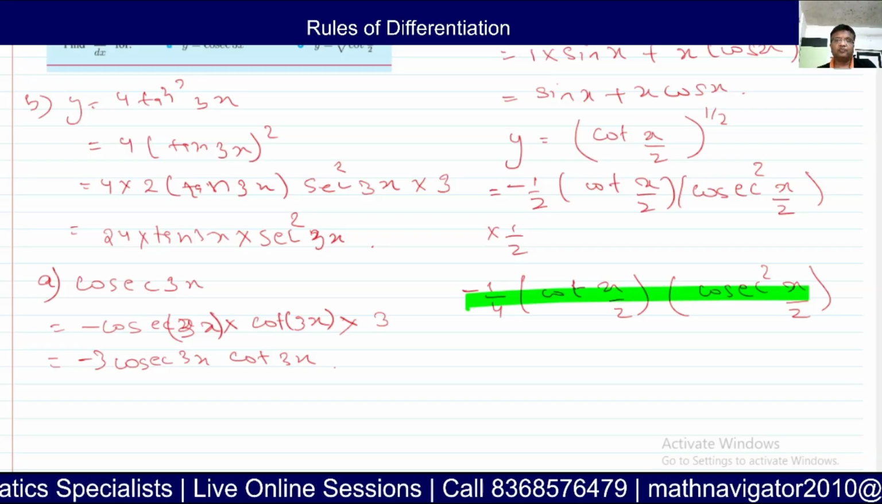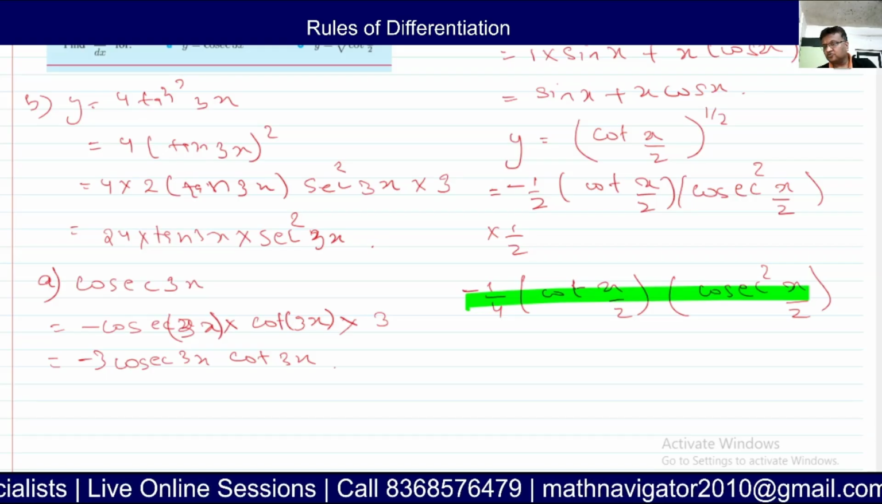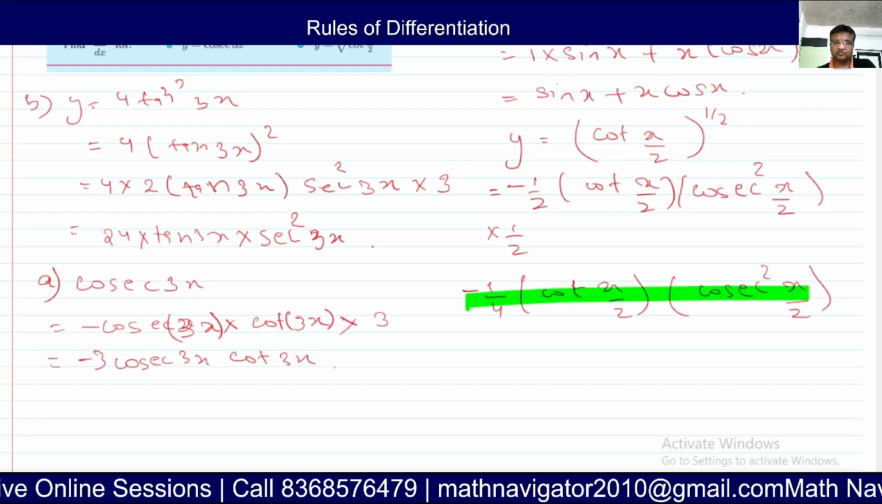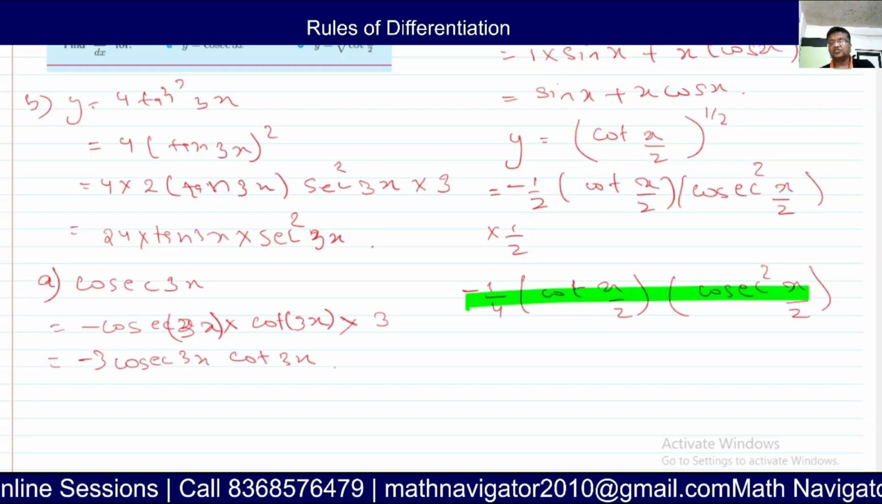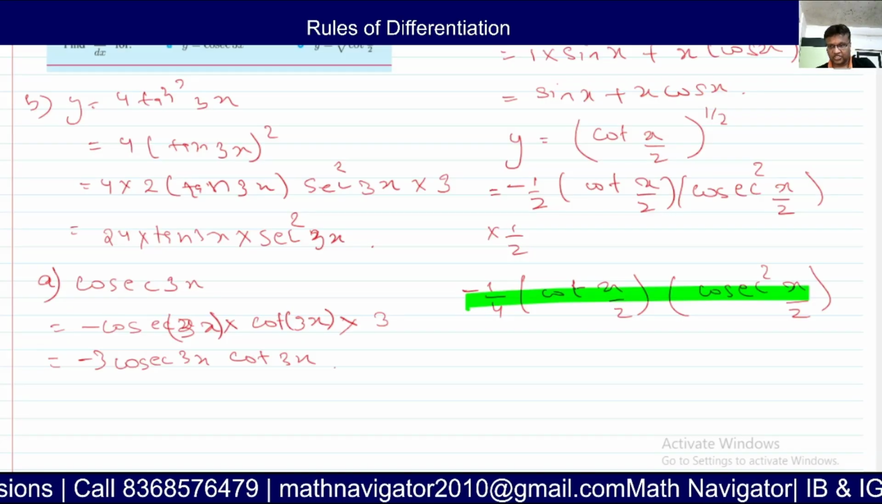So right. Next, the rest we'll do in our next video. We'll make one more video on differentiation with the higher derivatives and the implicit differentiation.